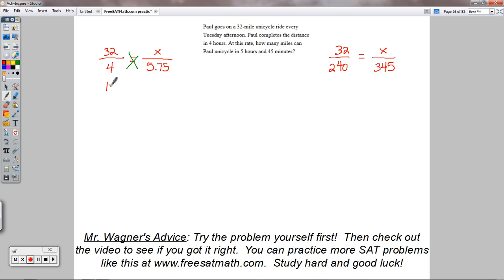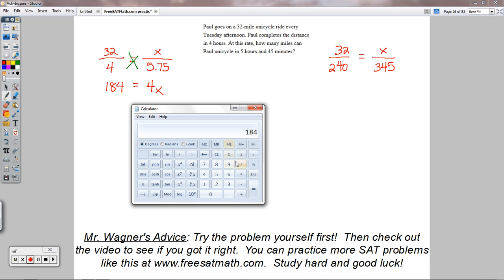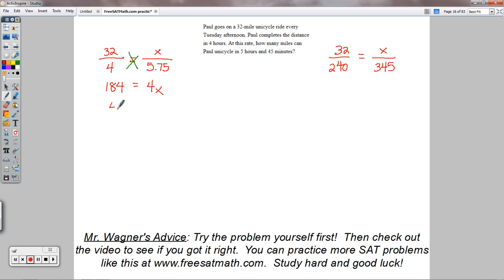So we have 184 here on one side of the equation. That would equal 4x on the other side. And so we divide this by 4. We're left with 46. So 46 equals x. What are we talking about here? How many miles? So I'm going to write down miles. Oh, what the heck? Why not? I'll do that here too.